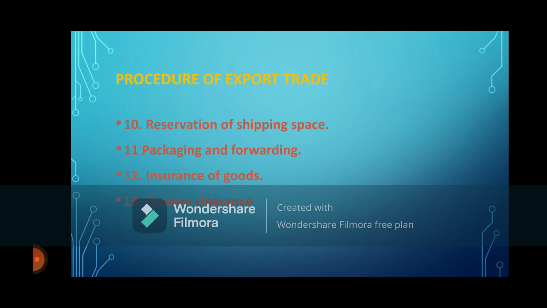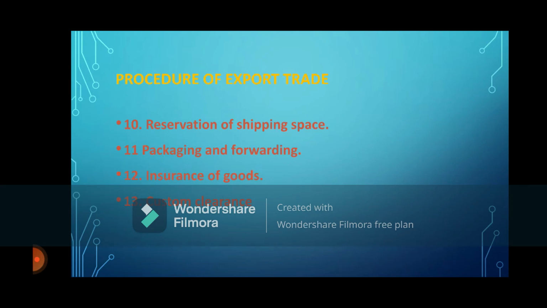And the next, 12th step in this procedure is insurance of goods. The exporter has to get the goods insured with an insurance company to protect against the risk of loss or damage to the goods due to sea perils. And the 13th step is custom clearance. To obtain the custom clearance, the exporter prepares the shipping bill. A shipping bill contains the details about the goods such as the port where the goods are to be discharged, the country of final destination, etc.